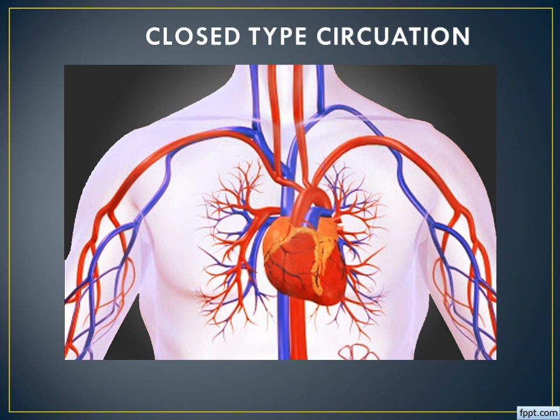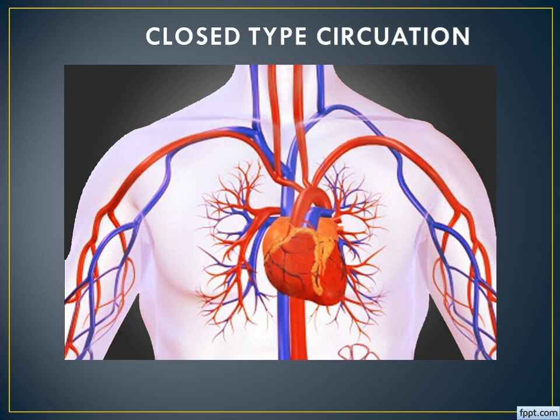Next one is closed type circulatory system. Here I displayed the circulatory system of a human being. Here the circulation is closed type. The heart is there. It is one of the pumping organs. It is pumping the blood.